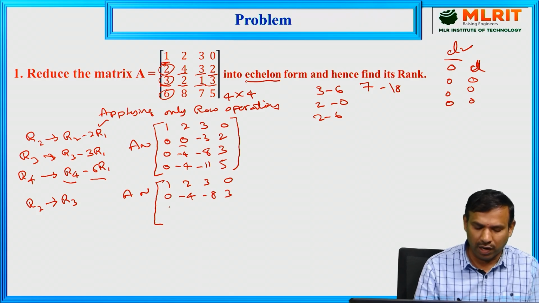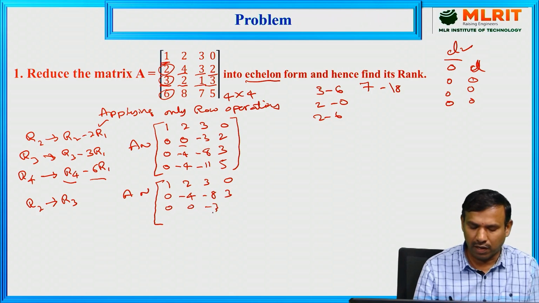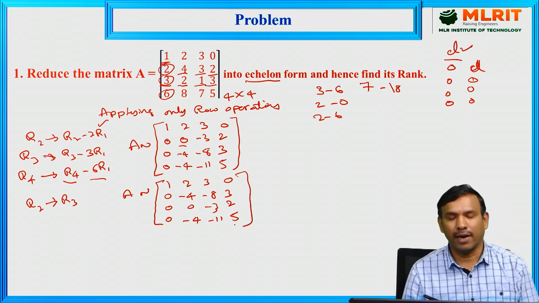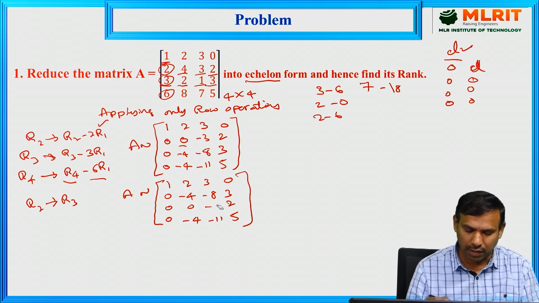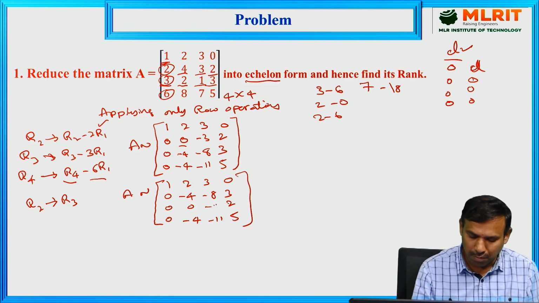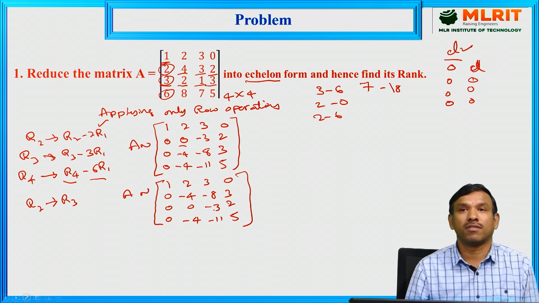Second row we are writing here 0, 0, minus 3, 2. Next here 0. Fourth row we are not doing any operation, same as it is. Right? So this one should be again make it second row.